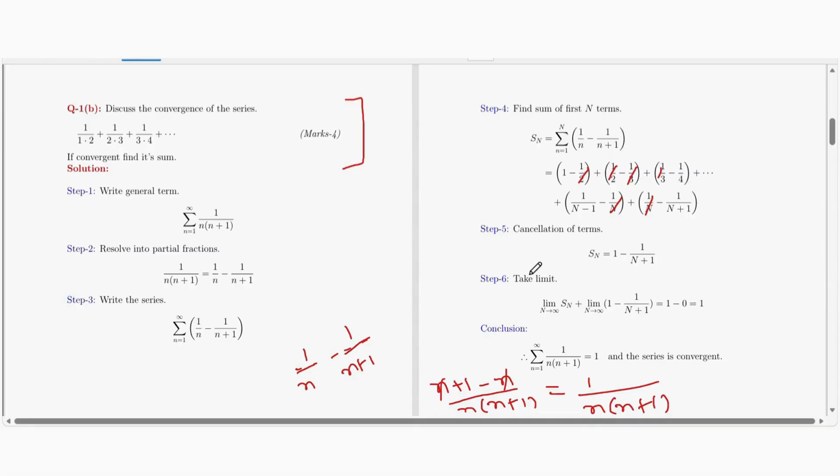Okay. So that's why, after cancellation of terms, what is the Sn? Sn is equal to 1 minus 1 upon n plus 1. Now apply limit on it. So what do we get? Limit n tends to infinity Sn is equal to limit n tends to infinity 1 minus 1 upon n plus 1. On this, apply limit on both sides.